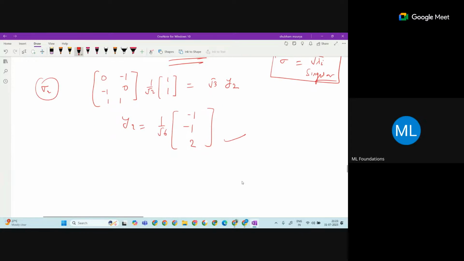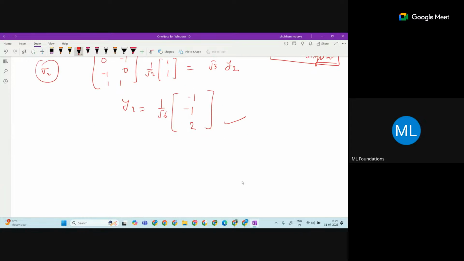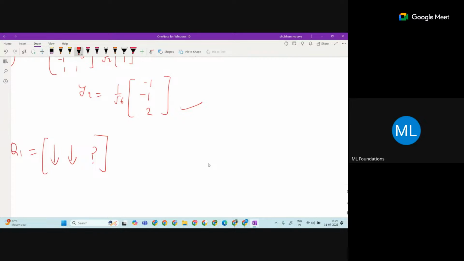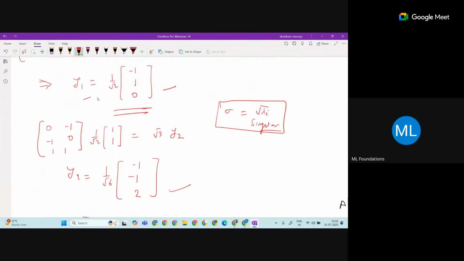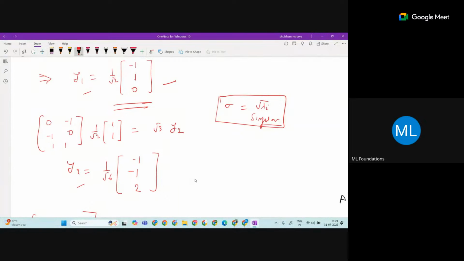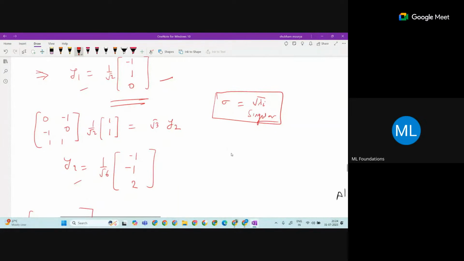I need the third one, because we are forming Q1, which has one column we got, second column we got, but how will we get the third column? What is going to be here? So the third column, y1 is here, y2 is here. For the third one, first you have to find an independent vector, and then apply Gram-Schmidt. So first find the third one which is independent of these two.